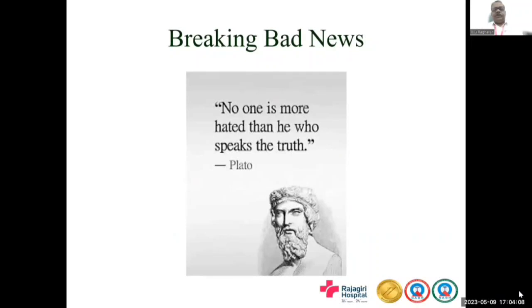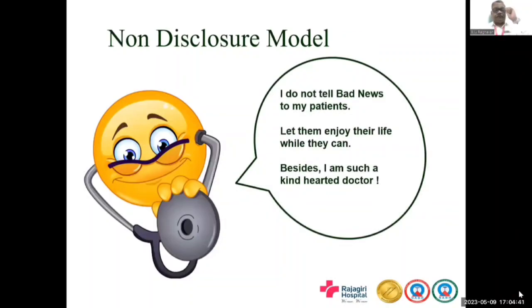So when it comes to breaking bad news, essentially it means telling the truth. And truth telling has never been easy. Back in the days of Plato, he had said that no one is more hated than the one who speaks the truth. So communicating bad news, breaking bad news is nothing but telling the truth. So who should tell, how it should be told, etc., etc. That's the whole point that we are doing this session today.